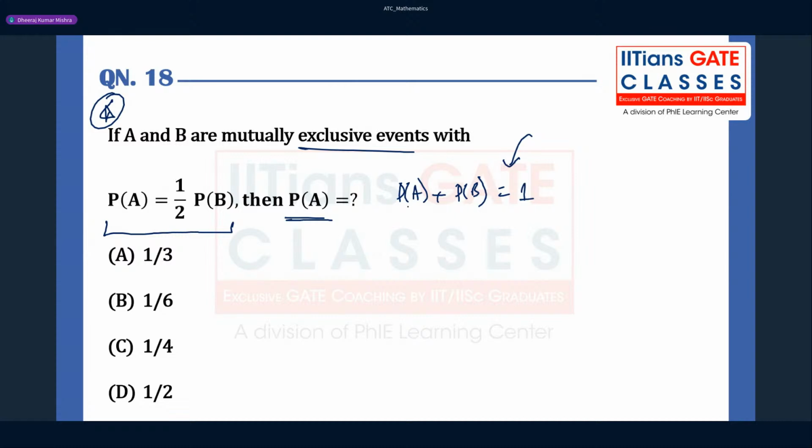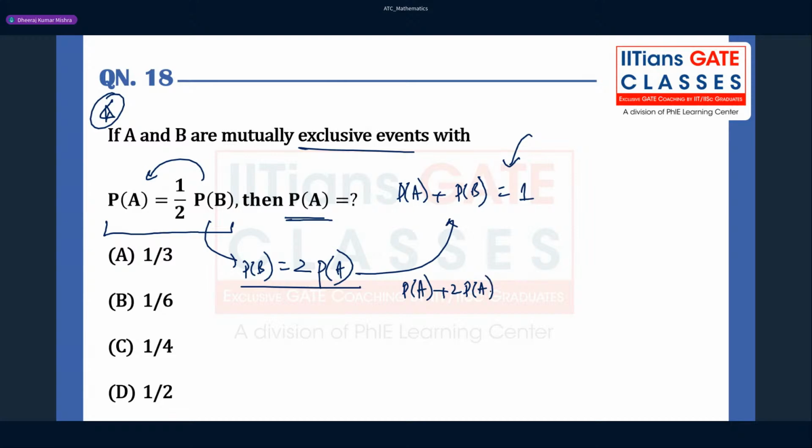Now you have to find the probability of A, so you can find the probability of B in terms of the probability of A. From here, the probability of B is nothing but 2 times the probability of A. So you can plug it in: probability of A plus 2 times probability of A equals 1. So probability of A will be 1 by 3. This is the answer. It's a very simple question, right?